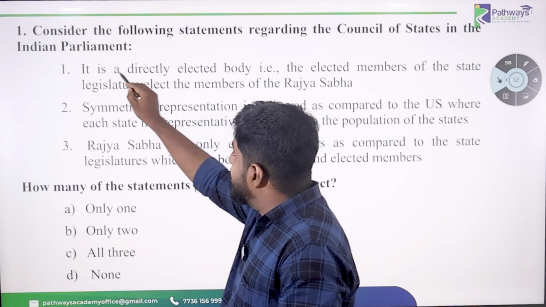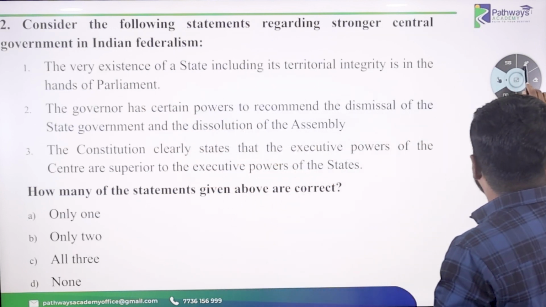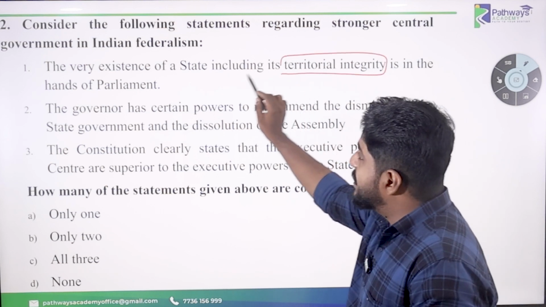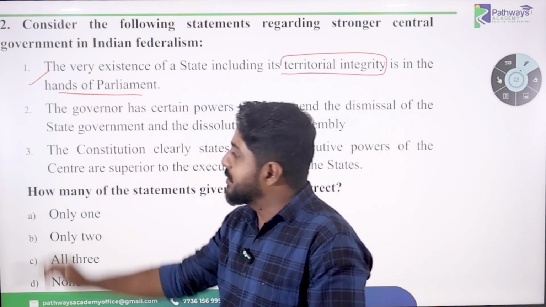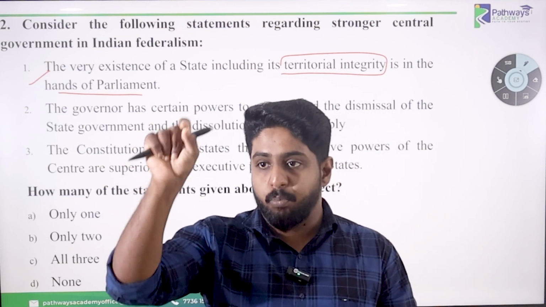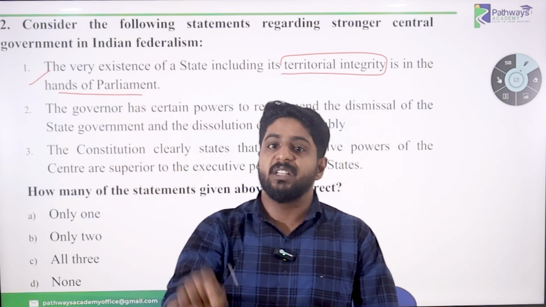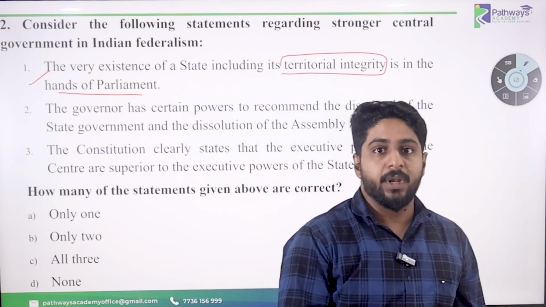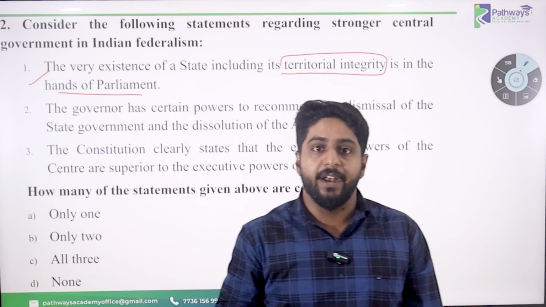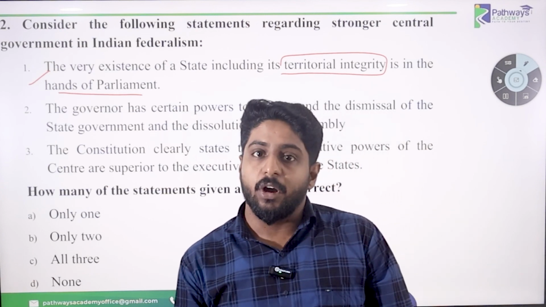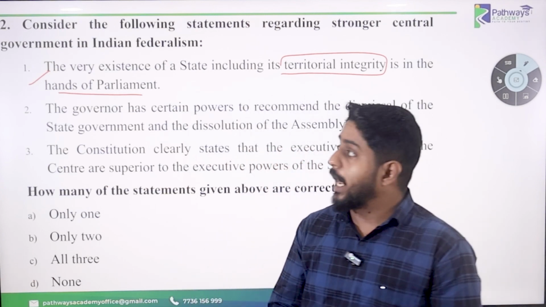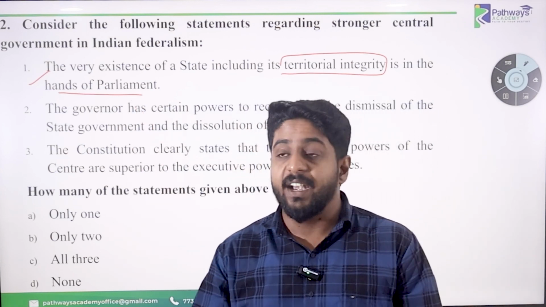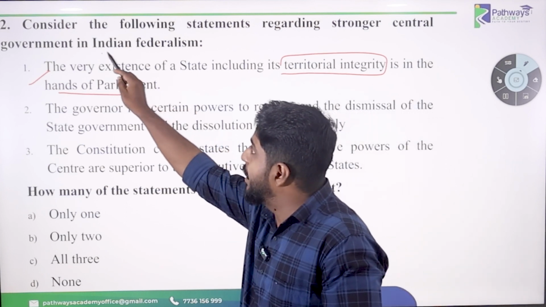So the very existence of a state, including its territorial integrity, is in the hands of Parliament. Fine, the statement is correct, isn't it? The political map of India will be drawn by the Parliament. If the Parliament feels that the state of Kerala needs to be renamed or bifurcated, or the state of Tamil Nadu needs to be joined with the state of Kerala, of course they can do that. That is the decision of the Parliament. The states do not have territorial integrity as per Indian federalism.